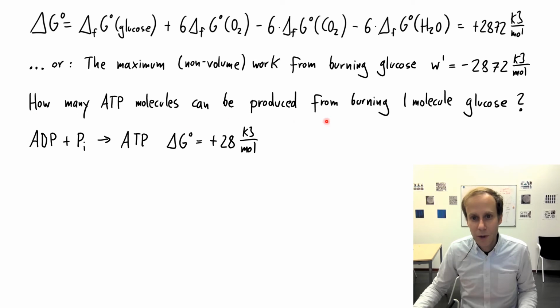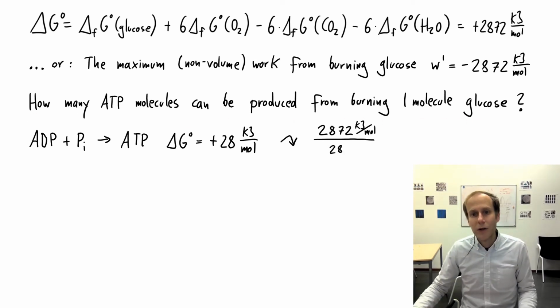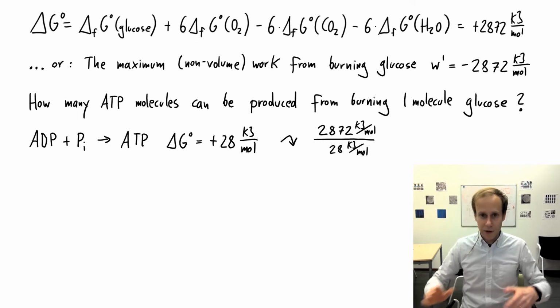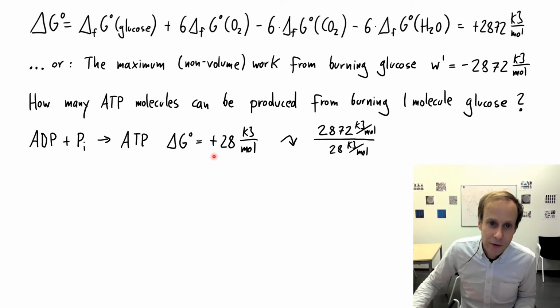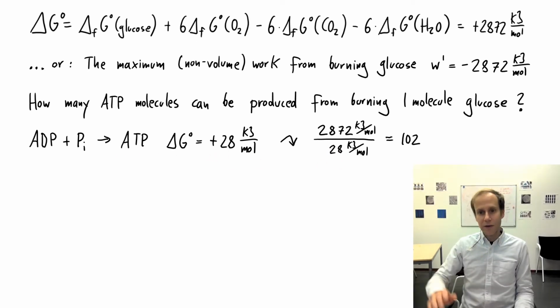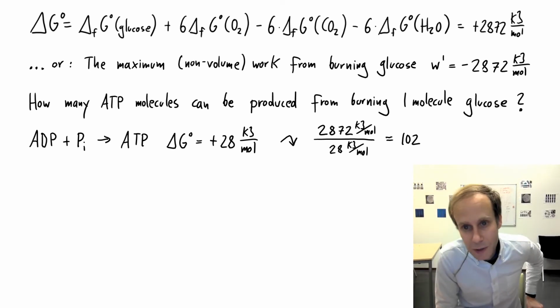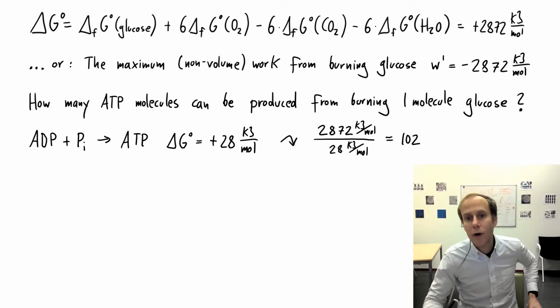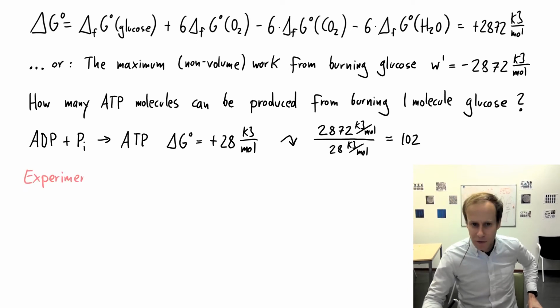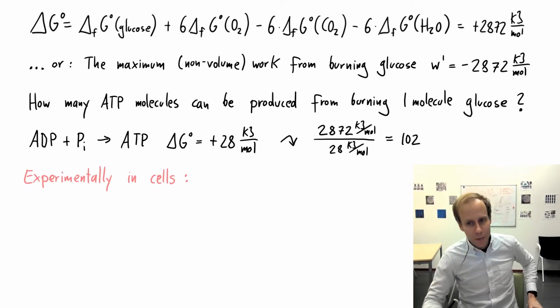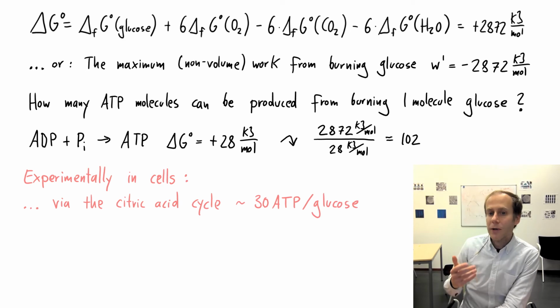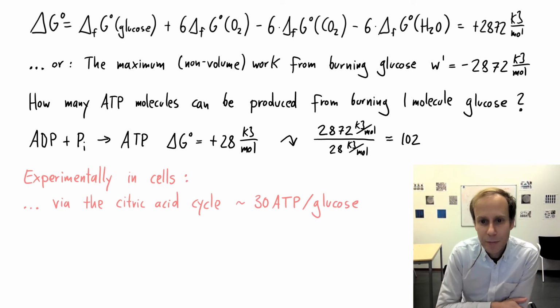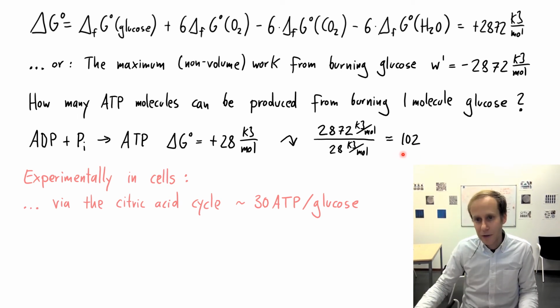So now to answer this question, we simply take the value for the maximum non-volume work of combusting glucose and divide it by the free energy change of reaction to synthesize one ATP molecule. This division gives us about 102 ATP molecules that can be synthesized from burning one molecule of glucose. However, experimentally, it was determined that in cells, for instance, via the citric acid cycle, it's only possible to synthesize about 30 ATP molecules per glucose, significantly less than the theoretical value would be.